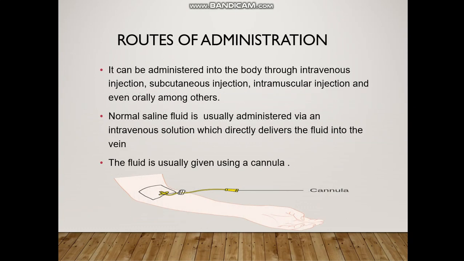Then we move on to the routes of administration. Normal saline is administered through intravenous (IV) injection, subcutaneous injection, intramuscular injection, and even orally, among other methods. When you say intravenous, you are administering a drug directly into the vein, either through a cannula or by using a syringe and needle. Subcutaneous is an injection administered beneath the skin, in the subcutaneous layer.